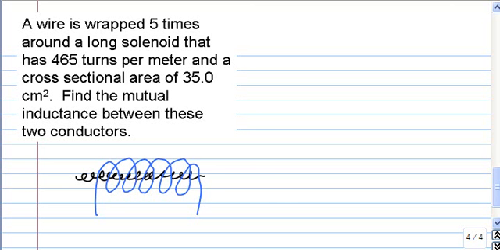Okay, in this problem, we have a wire that's wrapped 5 times around a long solenoid that has 465 turns per meter. It also has a cross-sectional area of 35 square centimeters. We're asked to find the mutual inductance between these two conductors.